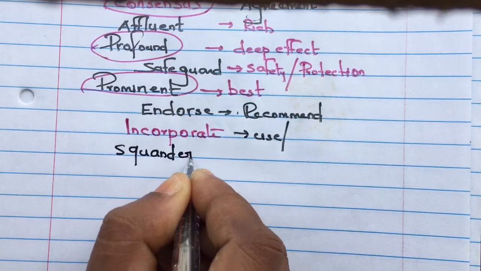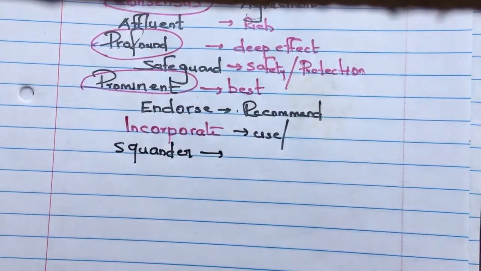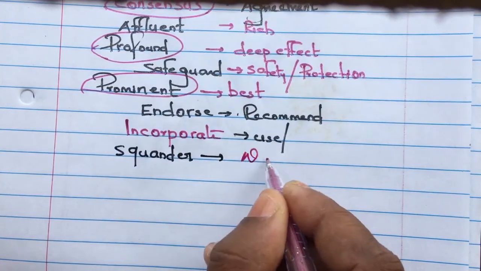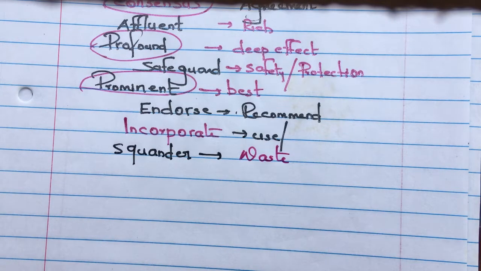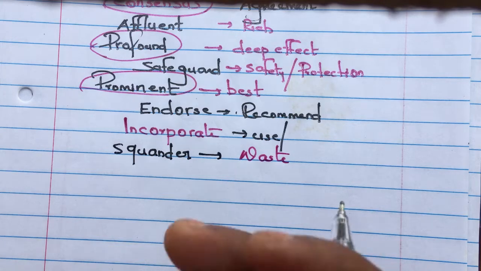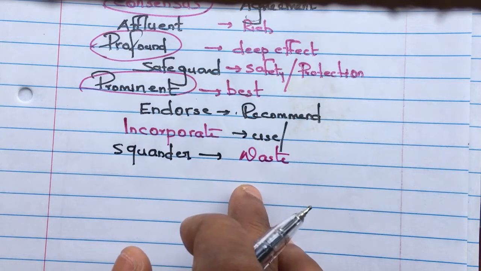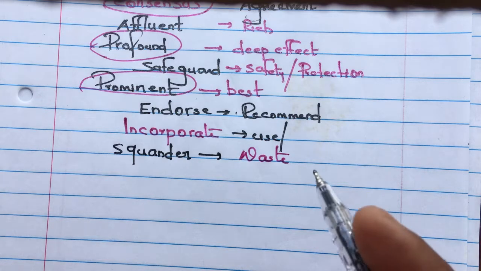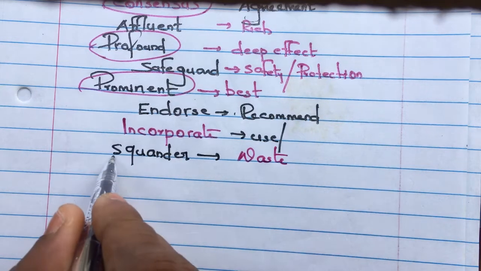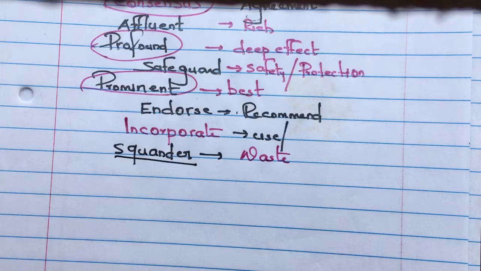Squander. What is the meaning of squander? We usually say wasting or waste or something like that. So squandering the products means wasting the products, literally. Squander is a wonderful vocabulary word. Instead of using wasting, wastage and all that, just replace it with squander. That is going to give you a better band, I could say.